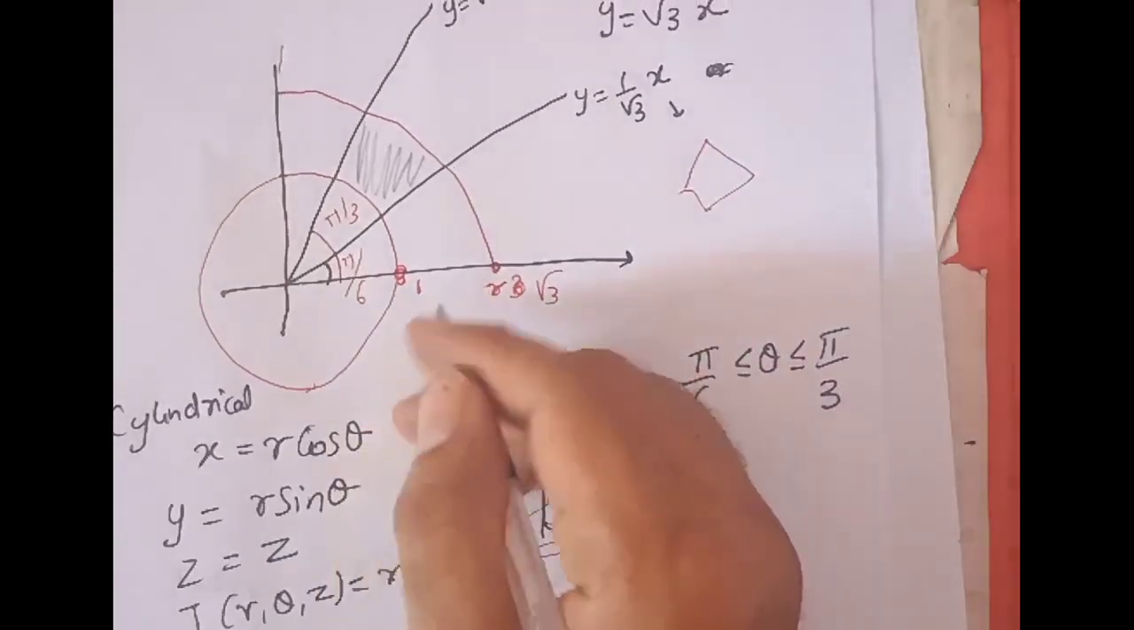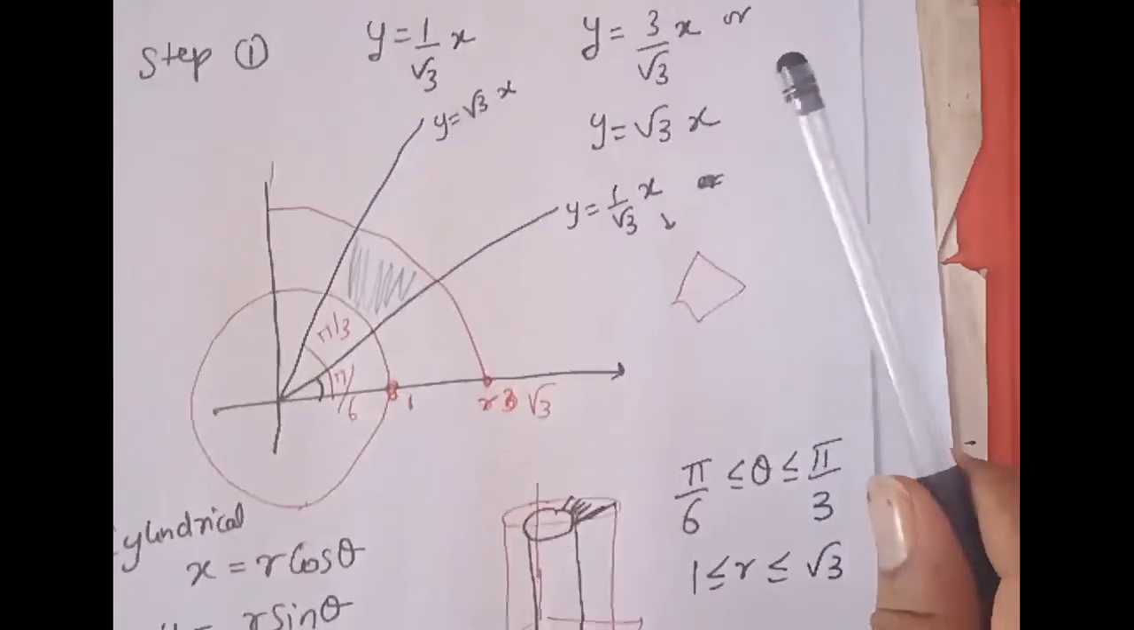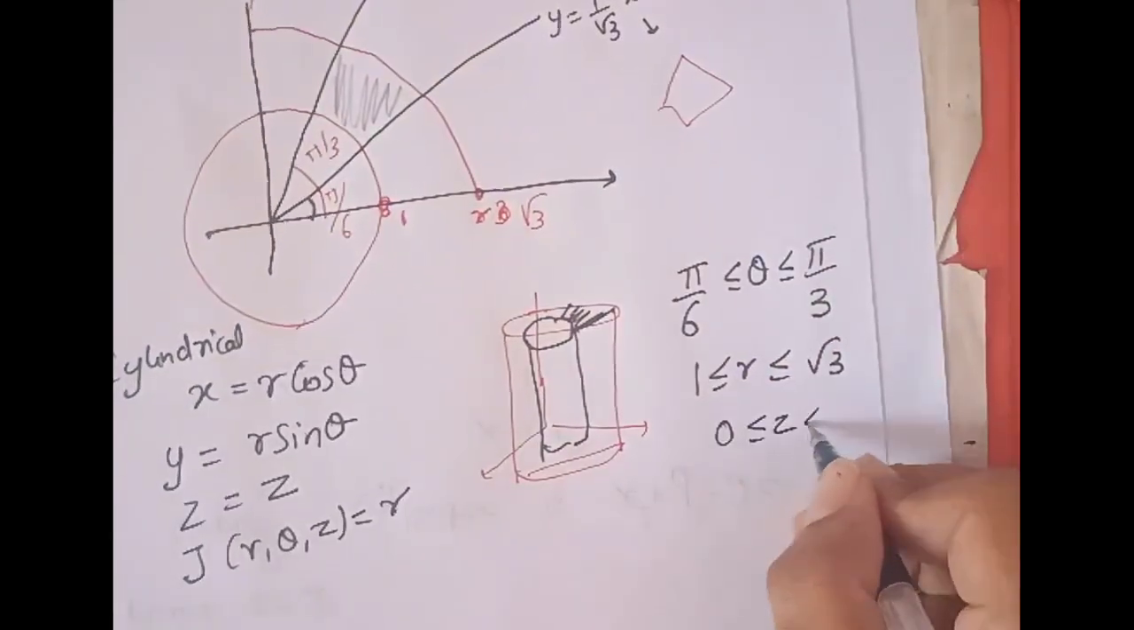Okay, so the radius obviously will be from 1 less than r less than square root of 3, and z is already given, we will not touch that. So it is from z equal to 0 to z equal to 3.